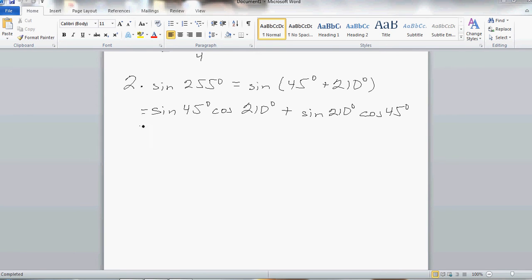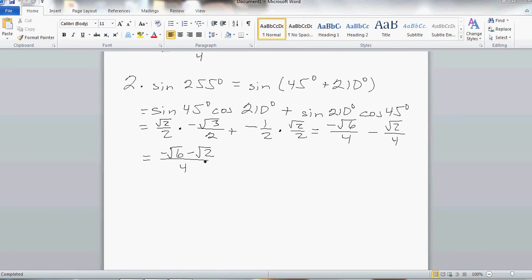And once again, it's just a matter of plugging in the values. Sine of 45 degrees is root 2 over 2. The cosine of 210 degrees is negative root 3 over 2. The sine of 210 degrees is negative 1/2. And the cosine of 45 degrees is root 2 over 2. Then it's just arithmetic from this point forward. Negative root 6 over 4 minus root 2 over 4, and combining into a complex fraction, negative root 6 minus root 2.